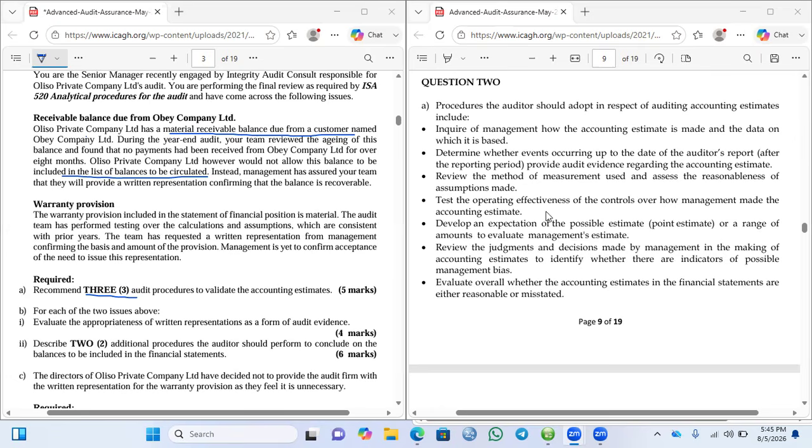Then the other one is you can also evaluate whether the accounting estimates in the financial statement are reasonable or misstated.